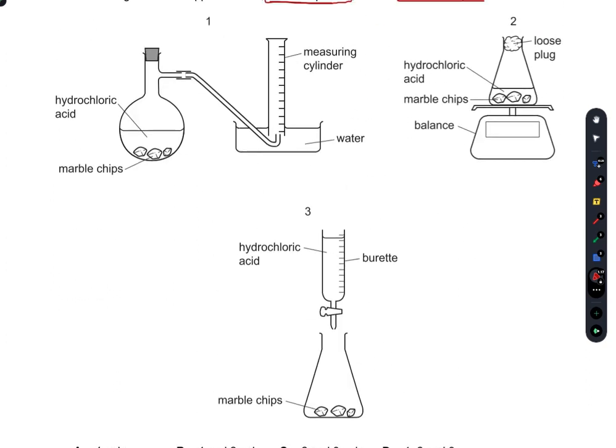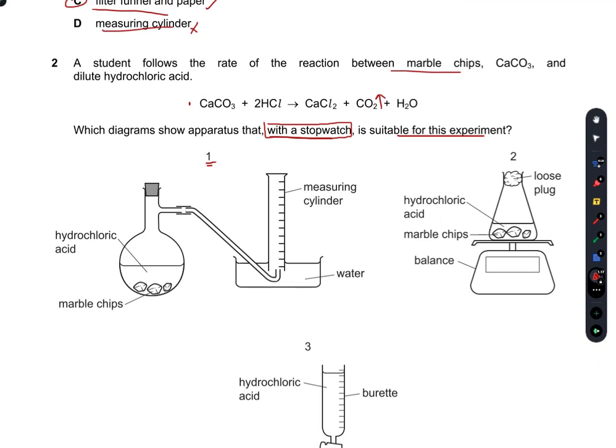So if we check this here, in experiment A, there are marble chips here, and there HCl, so the reaction would proceed and CO2 will go something like this, and there is water here. So as soon as CO2 goes into this water, the height of water in this measuring cylinder would increase, the height of solution will increase, and this will give us the rate of reaction. So we can say 1 is true.